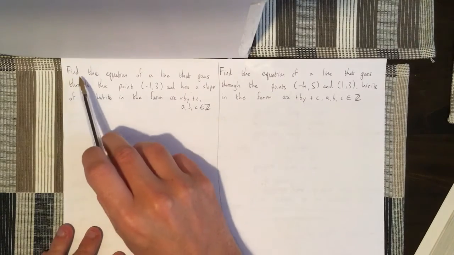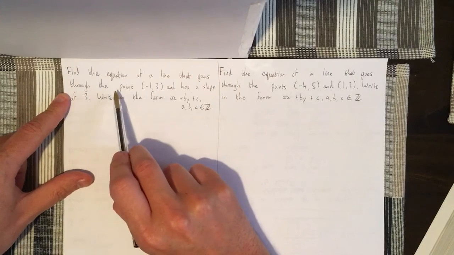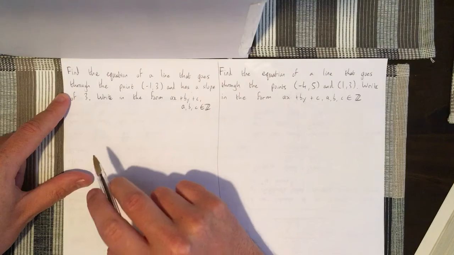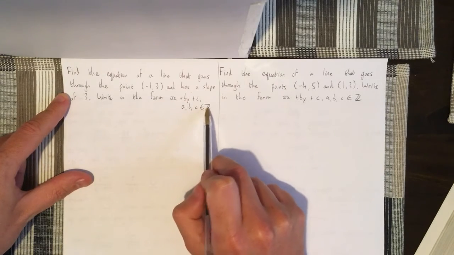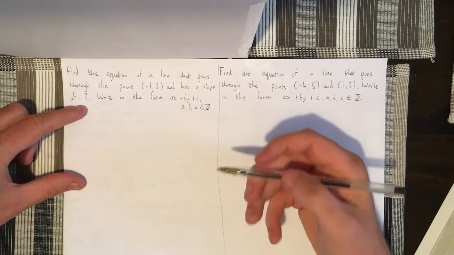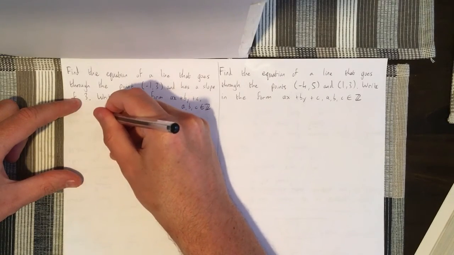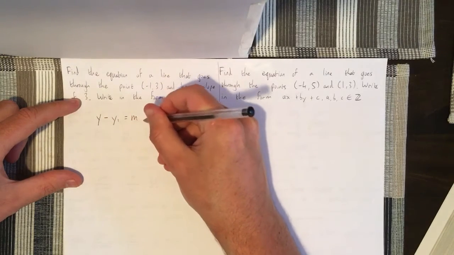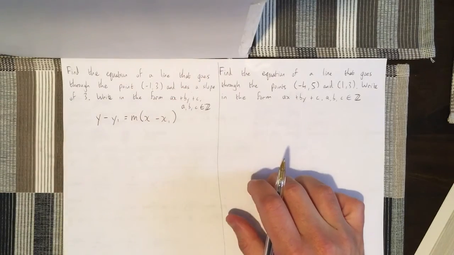Okay, because what am I asked to do? I'm asked to find the equation of a line that goes through the point minus 1, 3 and has a slope of 3. Write it in the form ax plus by plus c, a, b, c, elements of z. We'll deal with that last bit at the end, but find the equation of a line. So whenever you're asked to find the equation of a line, you write that formula from page 18. So it's y minus y1 equals m on x minus x1.